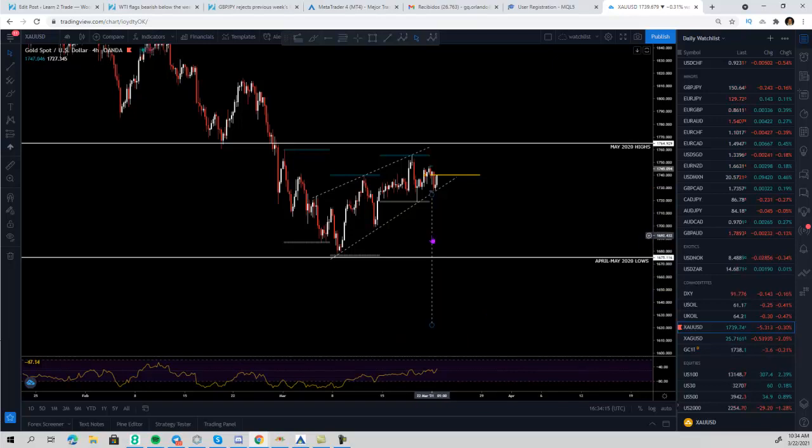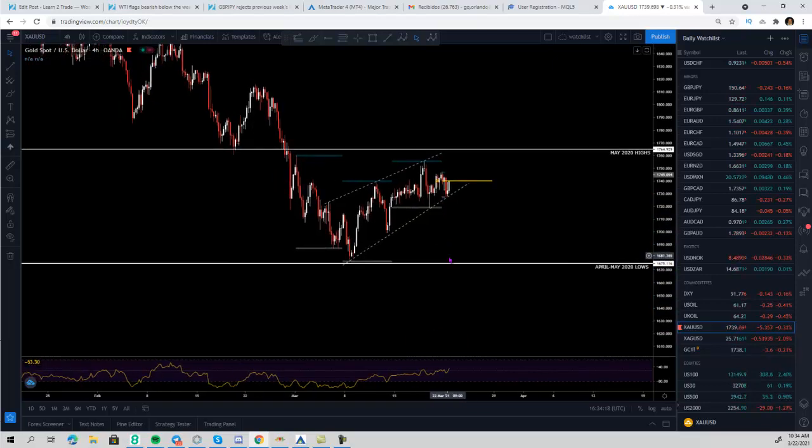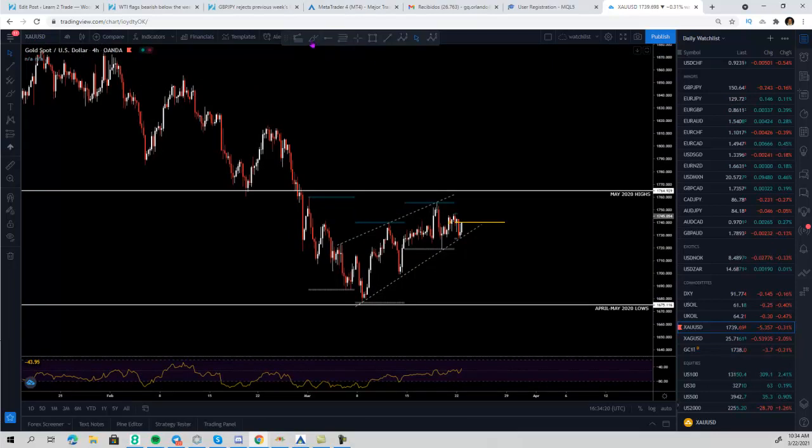downside. Now these are calculated targets from the flag, and right now, if we count the waves within the flag, we've seen the first, the second, the third, the fourth, and the fifth. Right here, 1, 2, 3, 4, 5, and then we need to go down. All right, so we might get another leg up to retest these May 2020 highs.